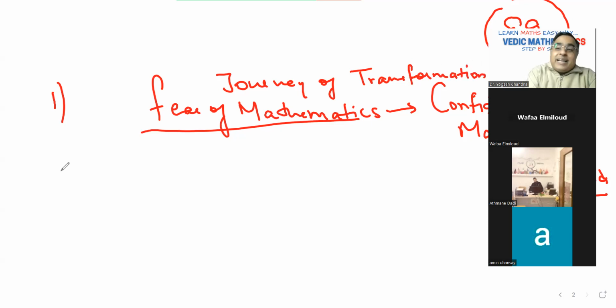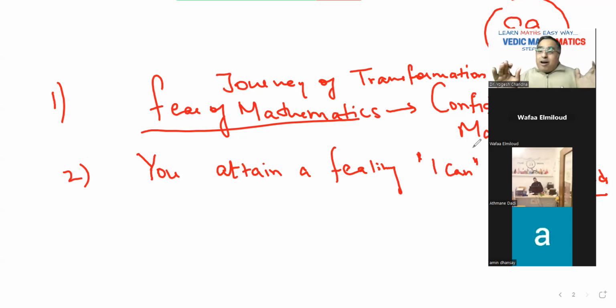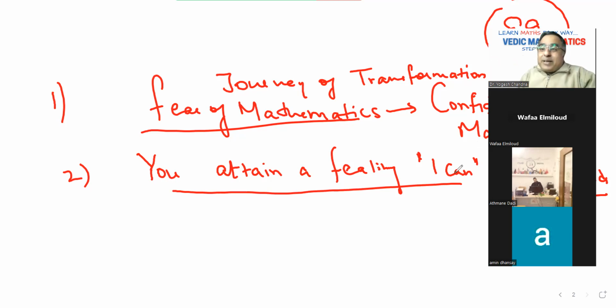And the second, you attain a feeling of, yes, I can. Now, if you have this feeling, yes, I can, do you understand how powerful this feeling is? If you just think, yes, I can do this, will that job, will that work be difficult for you? No. That is the point. Just having that feeling in ourselves gives us the confidence, that gives us the ultimate thing, and we are able to do it. So this feeling you attain with the help of Vedic mathematics. And the third, not the last, it gives you the ability to think.